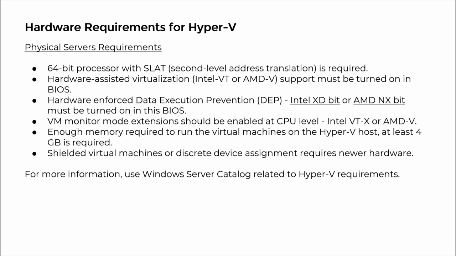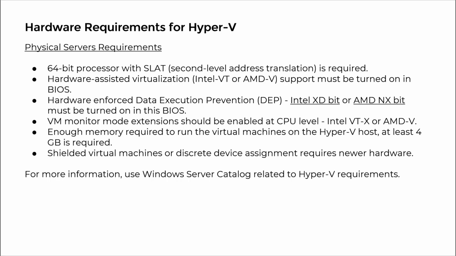The processor should also have VM monitor mode extension enabled. This is a CPU feature that should be enabled at the BIOS level. Intel calls it Intel VT-x and AMD calls it AMD-V. Now you need to have enough memory on the Hyper-V hosts to run the virtual machines at the same time.